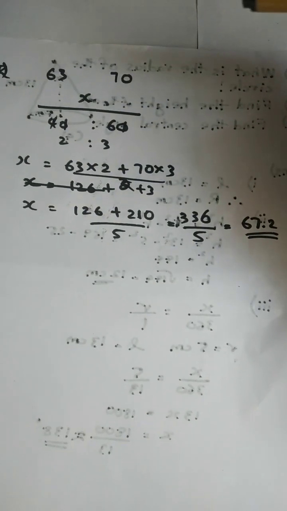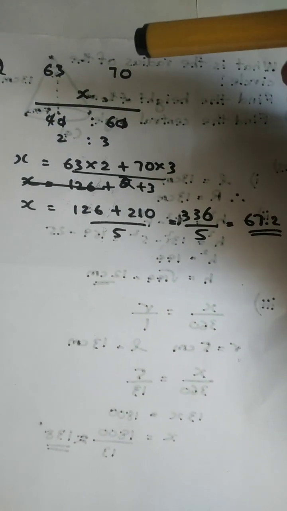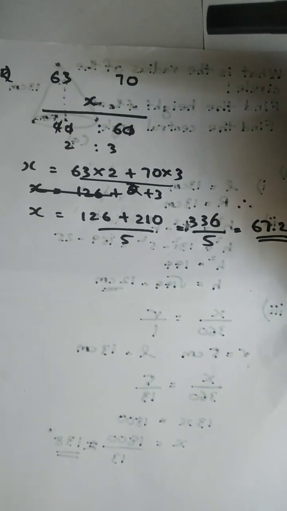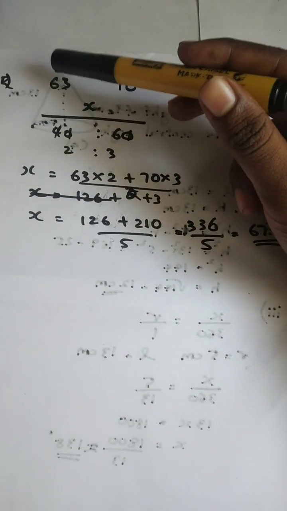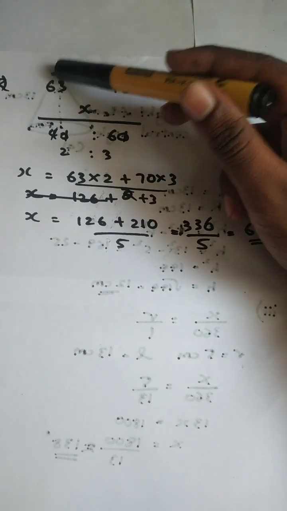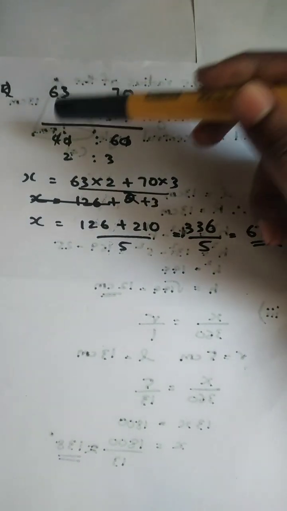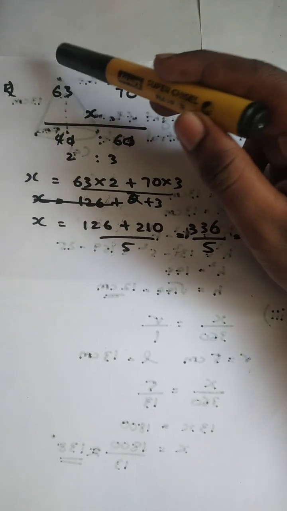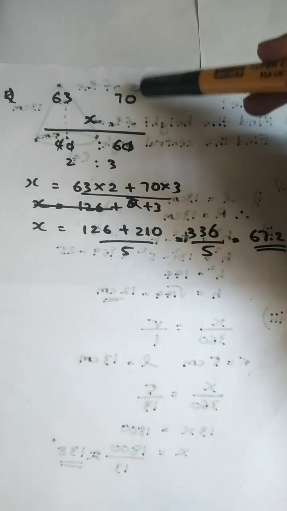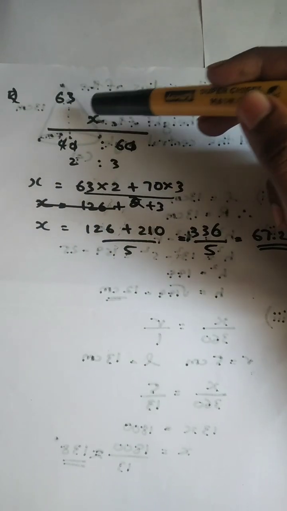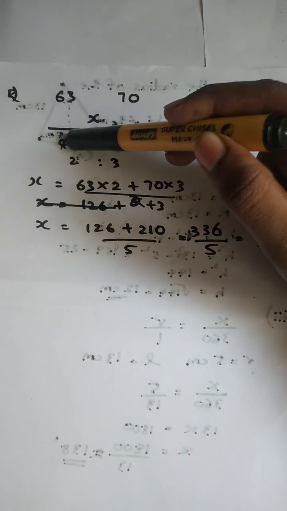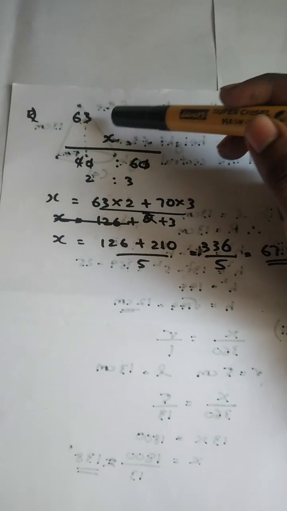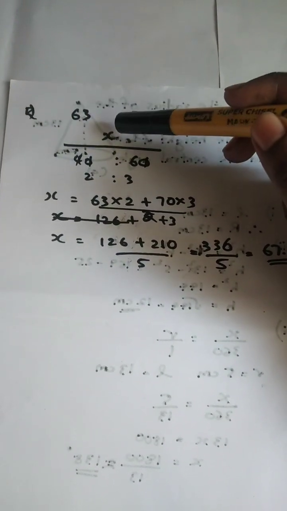The next important topic in alligation is how we can find x if we are asked for the average. The averages of the boys and girls are given, and the total numbers of boys and girls are given. The average of boys is 63 and the average of girls is 70, the number of boys in the class is 40 and the number of girls is 60, and we want to find the average of the whole class.